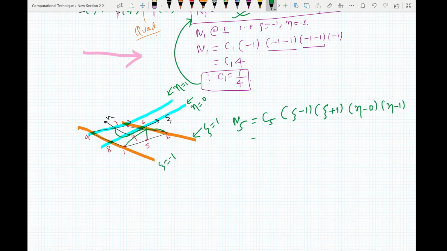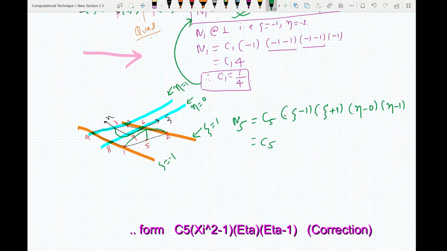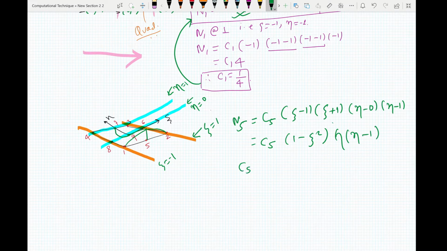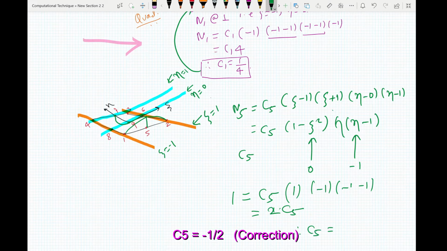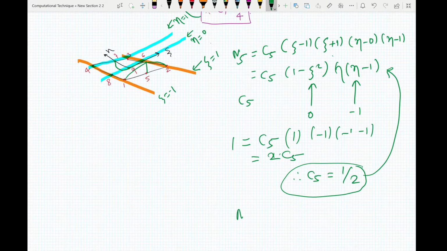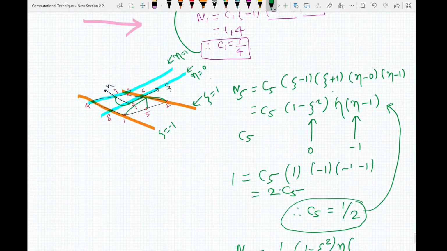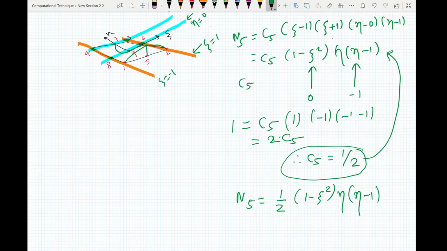So this will be of form c5. You can take this one like 1 minus xi square, and then eta minus 1, and then you have to solve for your c5 by putting your xi and eta as c5. Therefore c5 equals 1 by 2, and then you can substitute your c5 here. Therefore your n5 will be equal to 1 by 2, 1 minus xi square, eta, and then eta minus 1. So this is your n5.